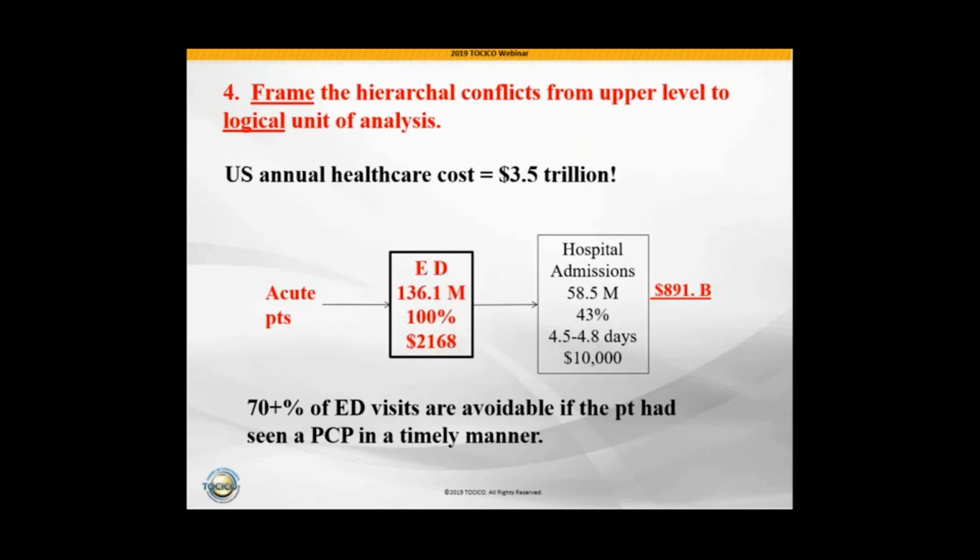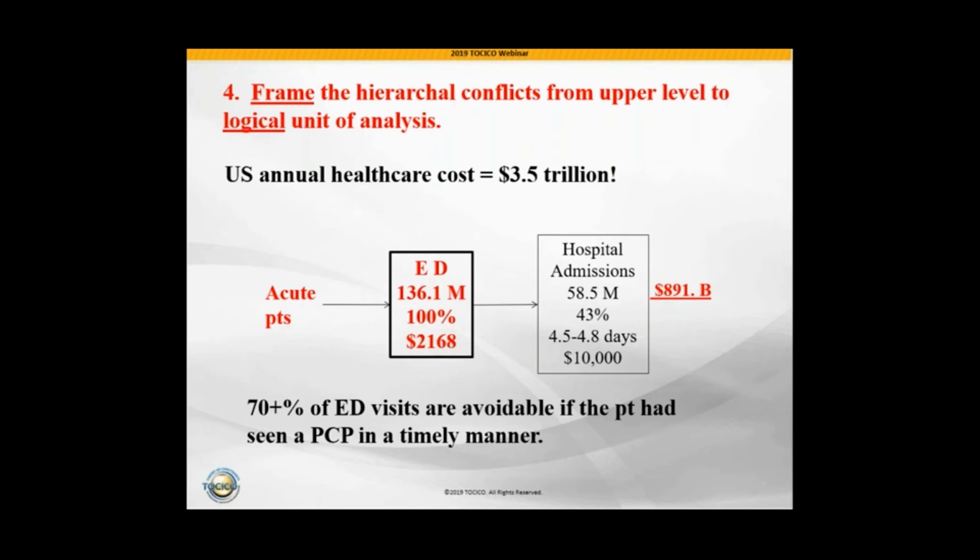Agreed? Let me give you a quick example. This is about 2014. There were 136 million visits to the emergency room in the U.S. The average bill was $2,100. 43% were admitted to the hospital for a stay of about 4.5 days for an extra 10 million. The total bill for just emergency room visits was almost $900 billion.